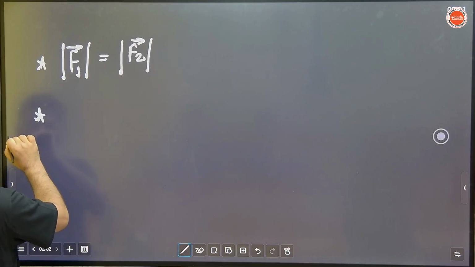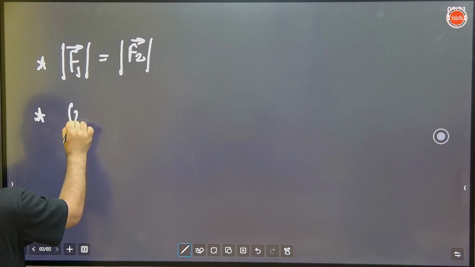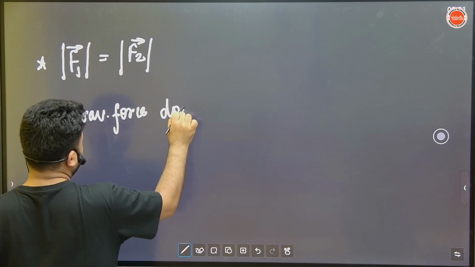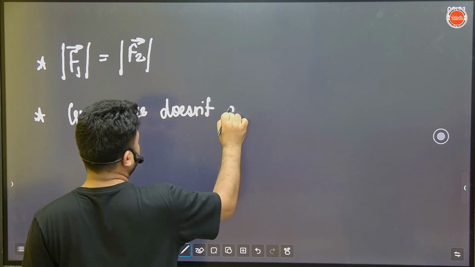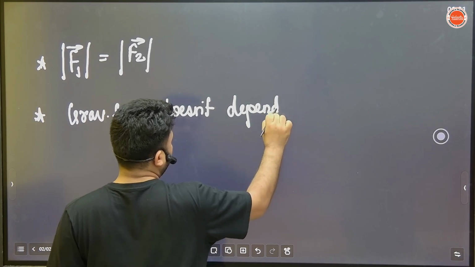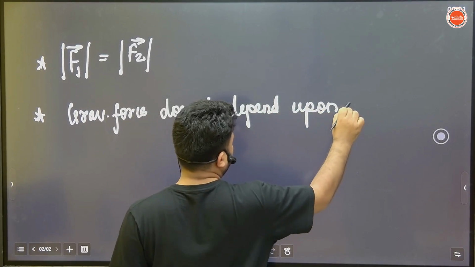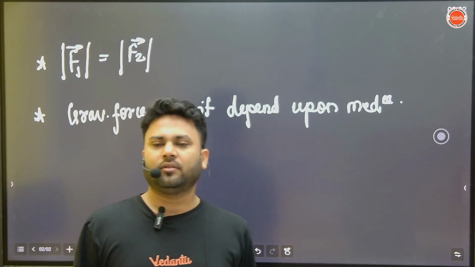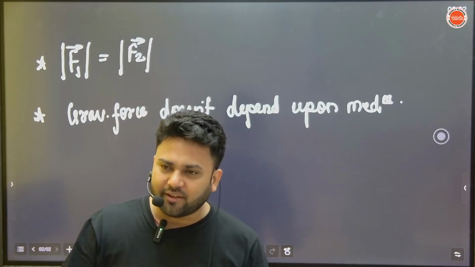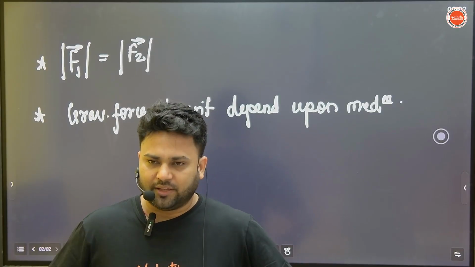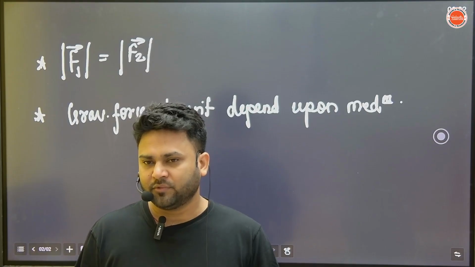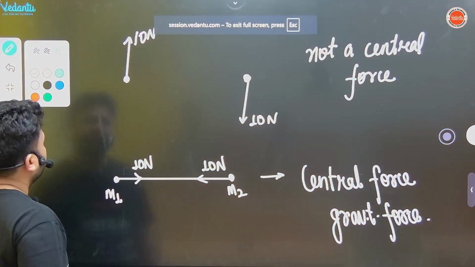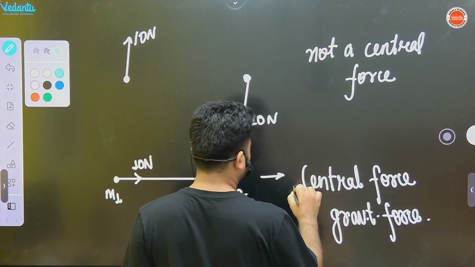Second, this gravitational force does not depend upon the medium. Whether the two objects are in air or in water, their force of attraction will be the same. So it does not depend upon the medium. Always remember this gravitational force is a central force.